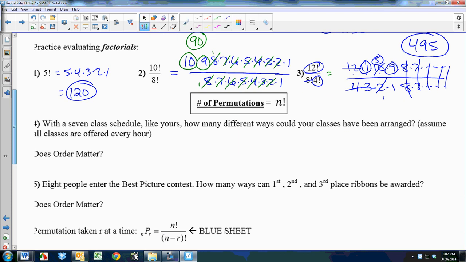Number 4, with a 7-class schedule like yours, how many different ways could your classes have been arranged? Assume that all classes are offered every hour. Does order matter?